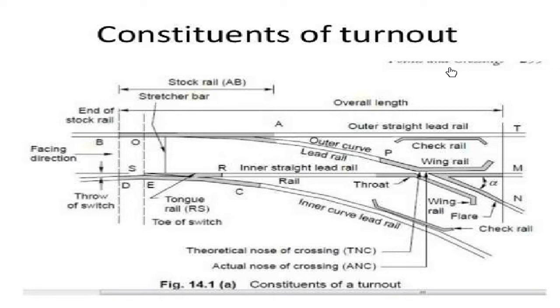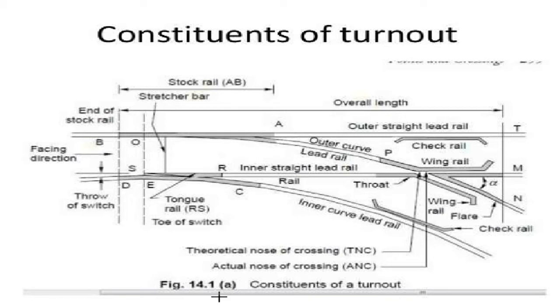Okay. Now the figure shows the constituents of turnout. You can see here the points. You can see here the stock rail. You can see here the tongue rail. Here the stock rail is there and here the tongue rail is there. Then you can see the wing rail, check rail, throat, flare, everything. These are the terms we have learned in the last video.